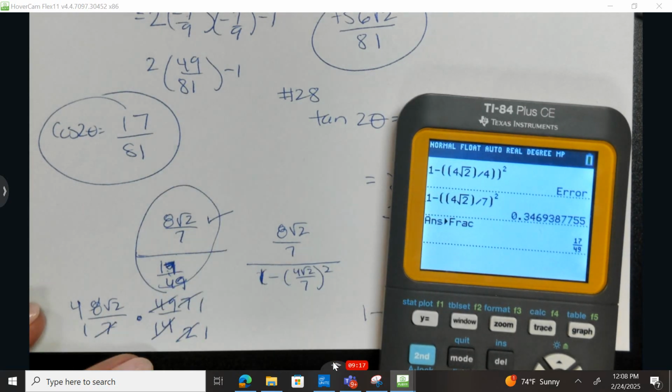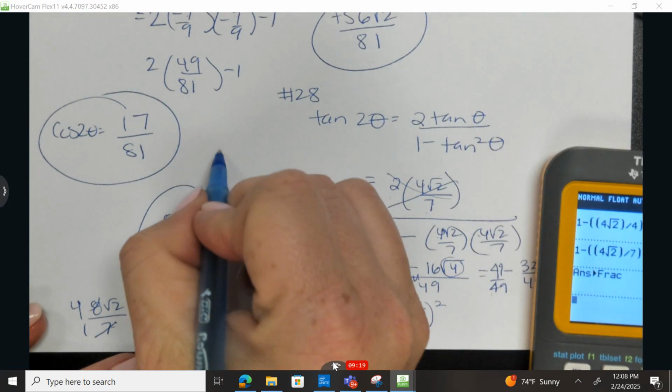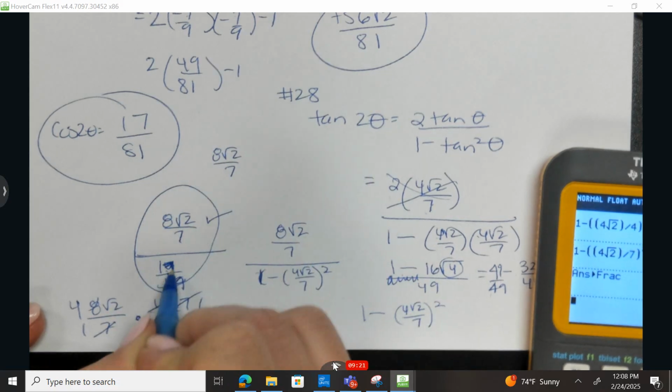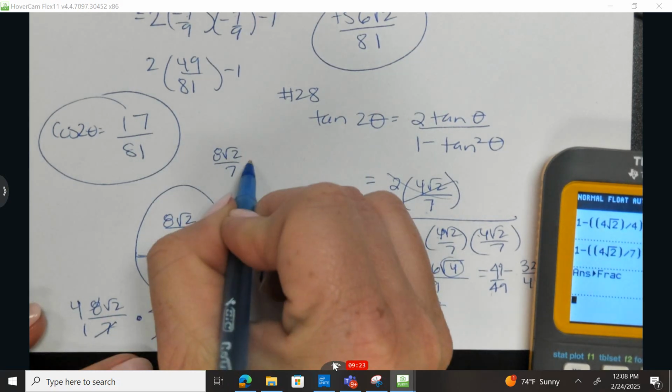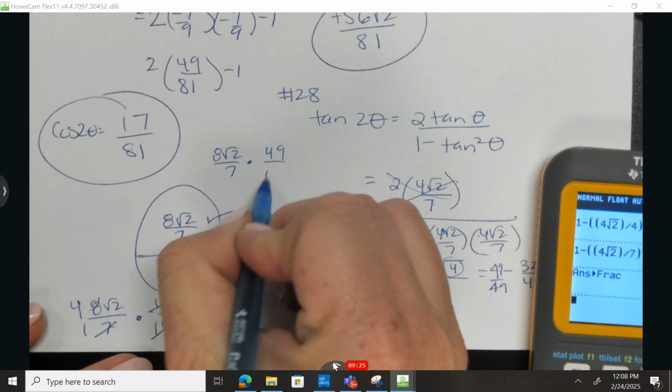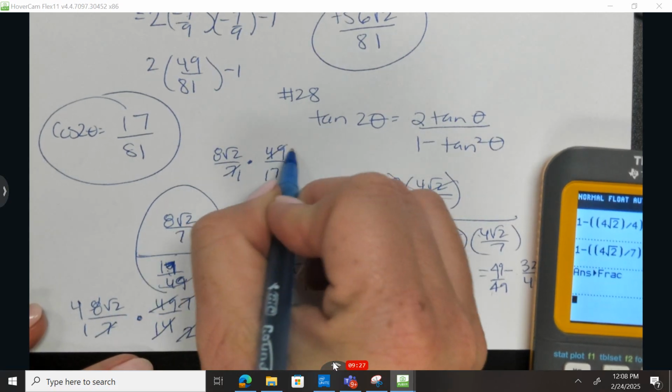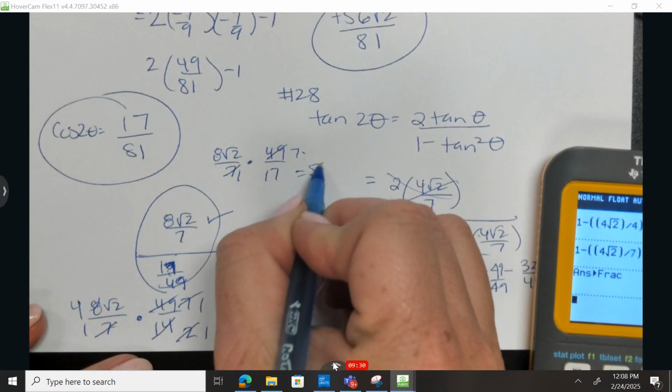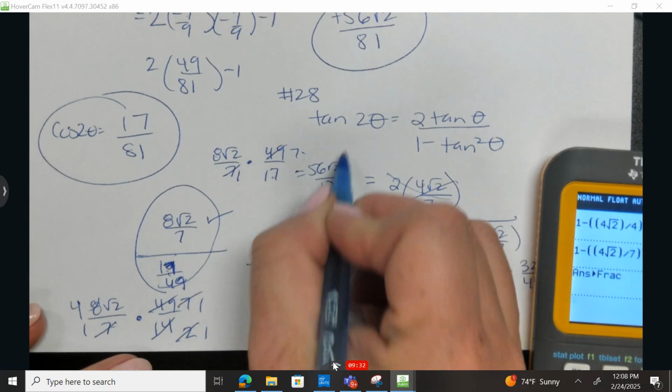This is right. Now we just have to reduce this. Goodness sakes. Let's try this again. There's the top. We're going to turn division into multiplying and flip the second fraction. Here we go. Reduce, reduce. Now I have 56 square roots of 2 over 17.